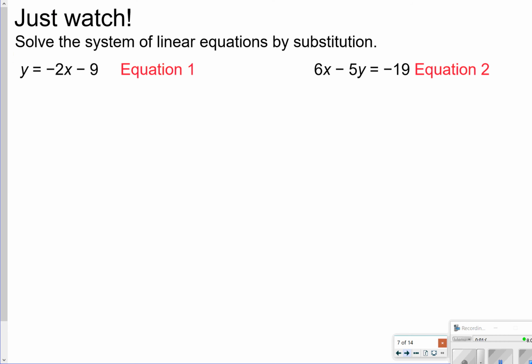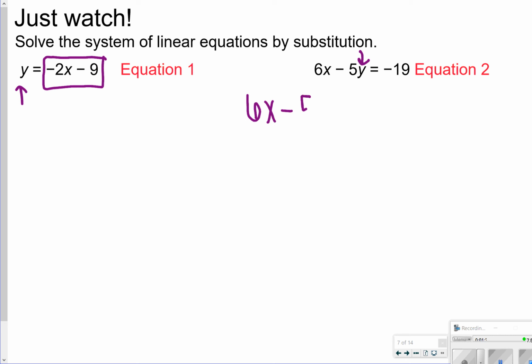So here's an example of what you would be seeing in your homework tonight, or how to solve by substitution. It says solve the system of linear equations by substitution. So the very first thing I'm going to do is solve for one of the variables. And if you notice, this one is already solved for y, so I'm going to use this one. It says y is equal to negative 2x minus 9. Okay, so what that means I can do is plug in this y is equal to this y right here. So this is what that would look like.